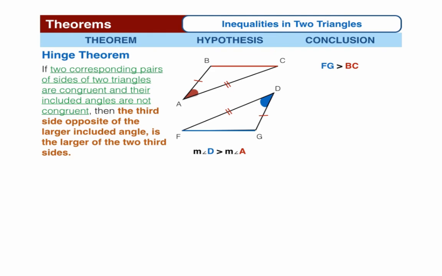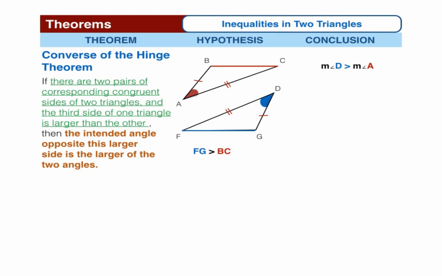The conclusion that this theorem allows me to make is that FG, the side, is larger than the side BC. Notice that A is included between AB and AC, and that D is included between DF and DG. This is very important because the Hinge Theorem and the converse of the Hinge Theorem talk about included angles.